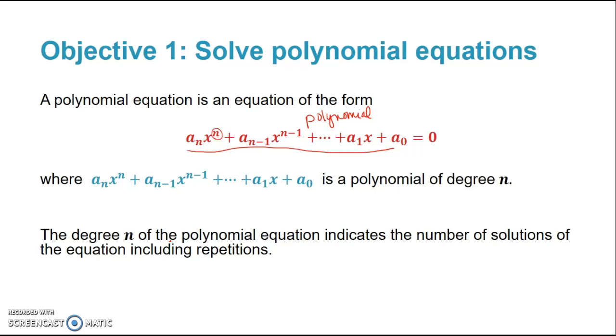The degree n of the polynomial indicates the number of solutions of the equation, including repetitions. We've seen that with quadratic, right? A quadratic had degree 2. There were 2 solutions. A linear equation had a degree 1, and there was 1 solution, except for those special cases of contradictions and identities.